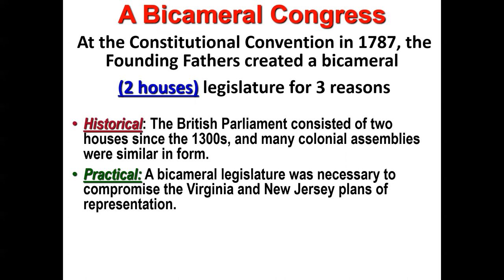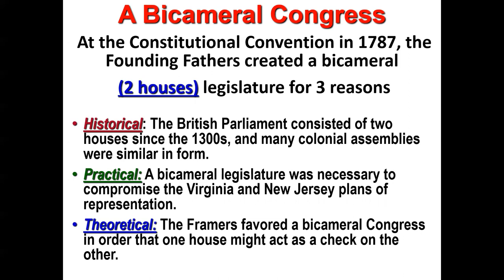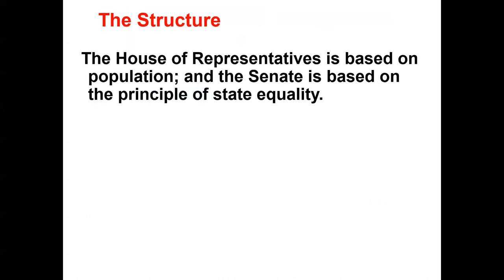The second reason is practical. A bicameral legislature was necessary to compromise between the Virginia Plan and the New Jersey Plan during the Constitutional Convention. The third reason is theoretical. The framers favored a bicameral Congress so that one house might act as a check on the other. So it's part of the checks and balances system, a check on each other's power. So let's cover this structure. The House of Representatives is based on population. The Senate is based on state equality.